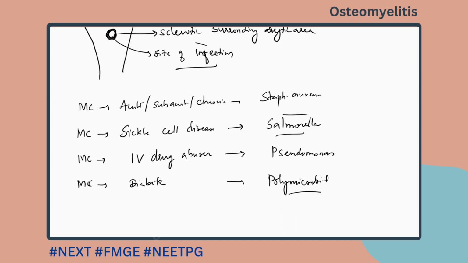Okay. So these are important points in osteomyelitis. And the take-home message from this is the earliest sign in X-ray is loss of soft tissue plane, and MRI will pick up osteomyelitis at the earliest, within 6 hours. Okay. Fine. So with this we are done with osteomyelitis.